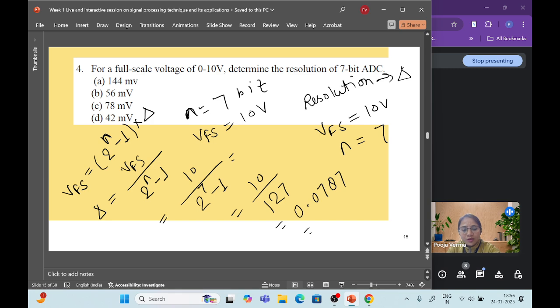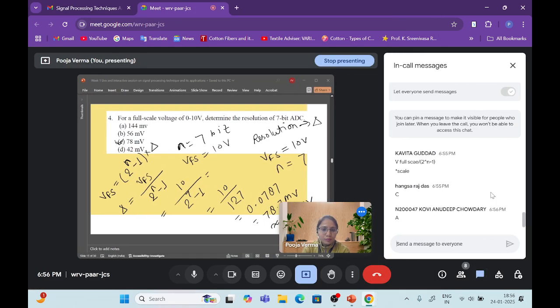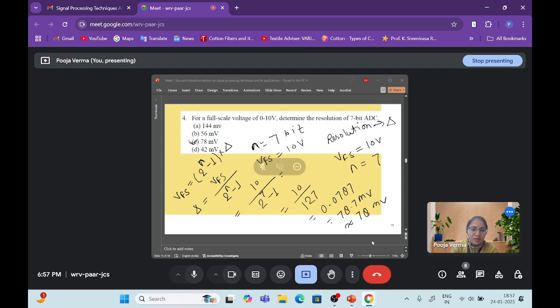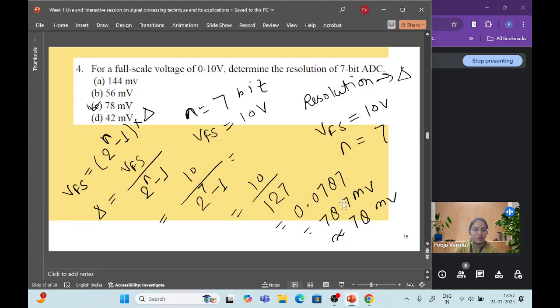0.0787. If you convert it, you will get 78.7 millivolt, or approximately 78 here, because 79 is not an option, so we can take 78 millivolt. So option C is the correct answer for this question. Not A, it's C. So I hope you have understood this question. We can move to the next question.